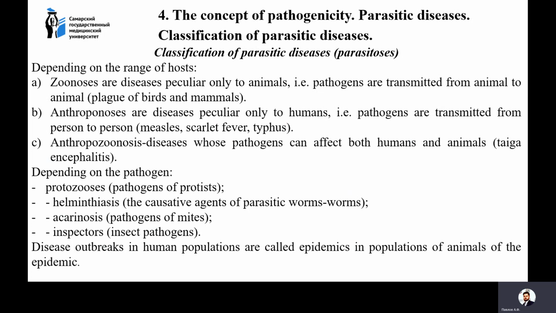Depending on the pathogen: protozoses, pathogens of protists; helminthiasis, the causative agents of which are parasitic worms; arachnoses, pathogens of mites; and infections by insect pathogens. Disease outbreaks in the human population are called epidemics; in populations of animals, epizootics.